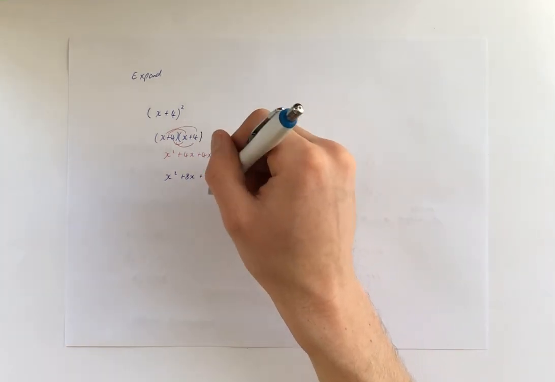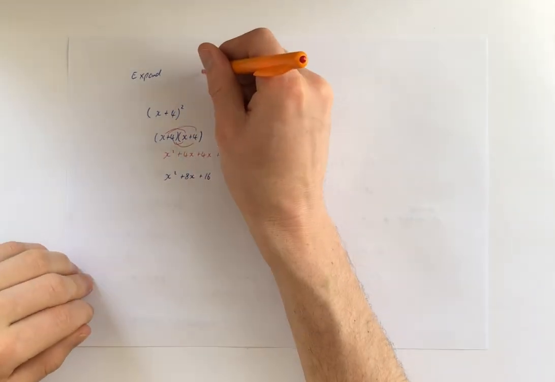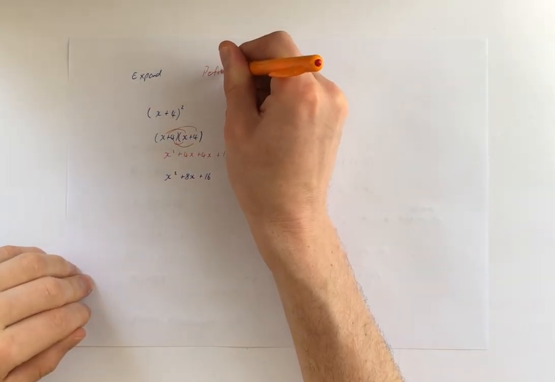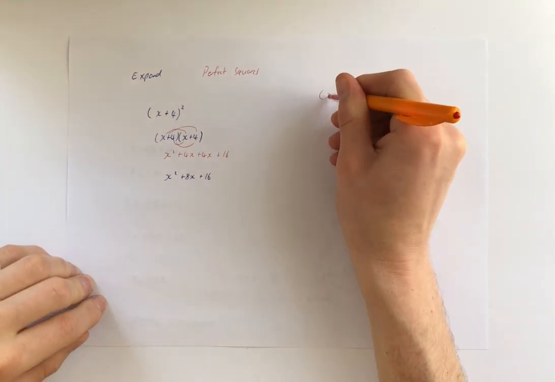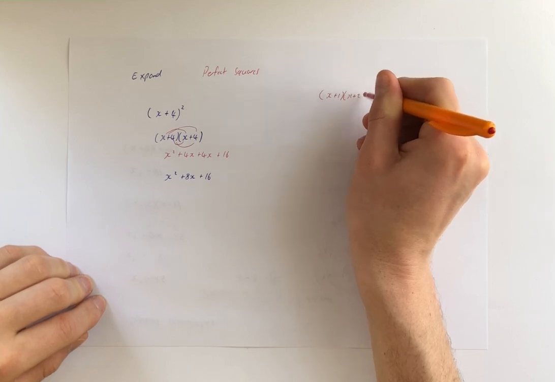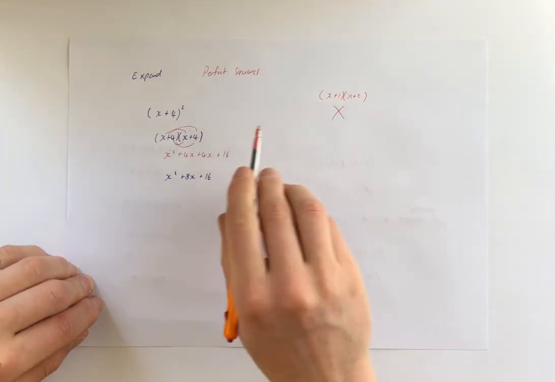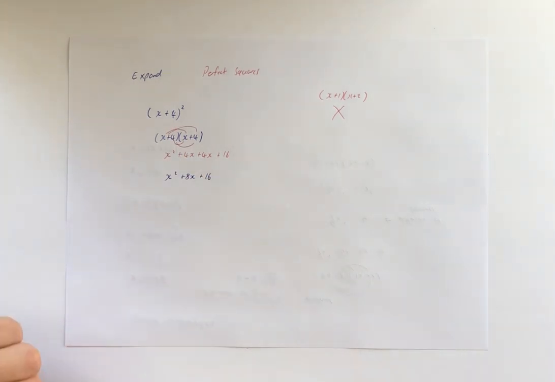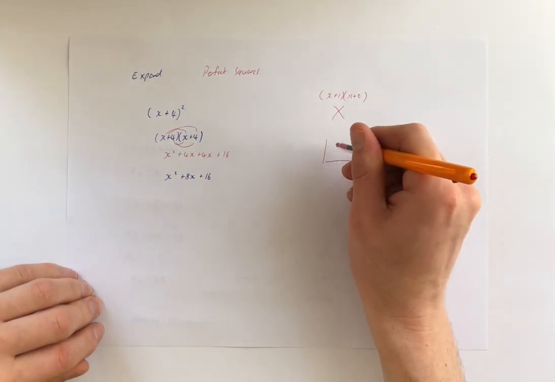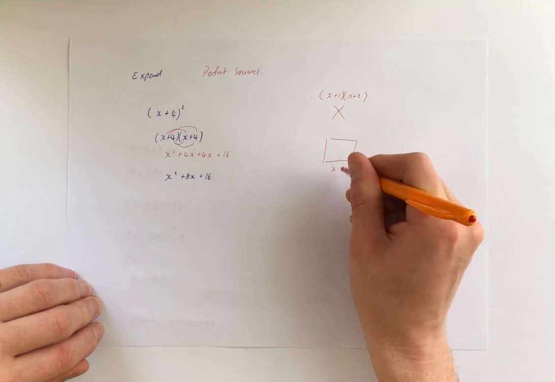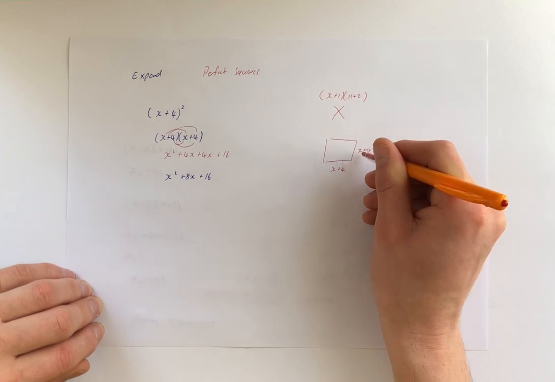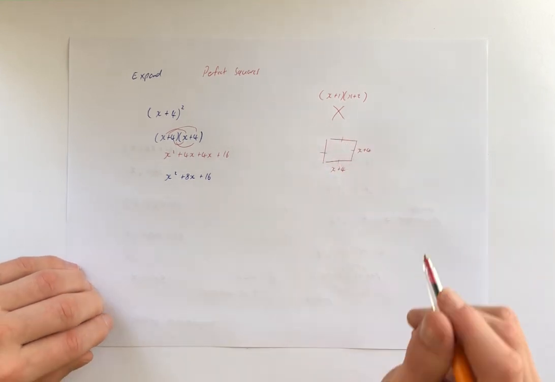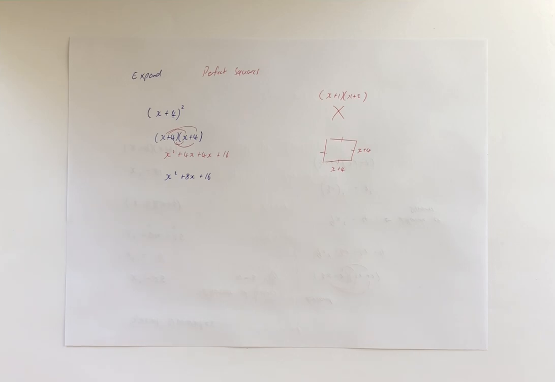So what's special about this? Well, these are called perfect squares because they're not two different brackets anymore. They're two brackets that are the same. They're called perfect squares because if you were to represent them as a square, x plus 4 times x plus 4, then all those sides would be the same. So it's a perfect square. Anyway, how do we factorize a perfect square?